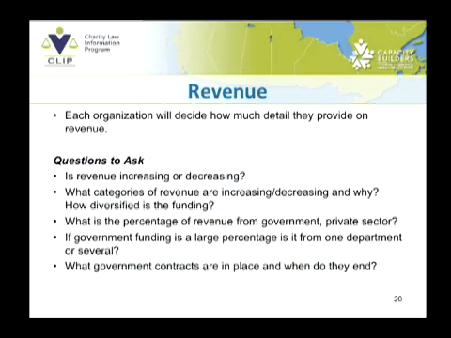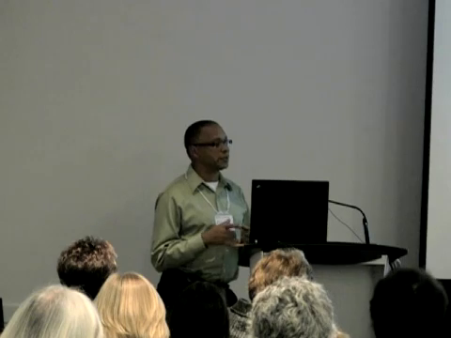So revenue. When I look at revenue on a statement, yes, you're going to look at what's increasing and decreasing. Also looking at the different categories of revenue and if they're increasing and decreasing and why. How diversified is the funding? So for an organization which gets a lot of their money from a government source, what's the percentage of money that's coming from government as opposed to the money that's coming from non-government or private sector? So that's one thing you can calculate right away, and look at how that's changing from year to year.